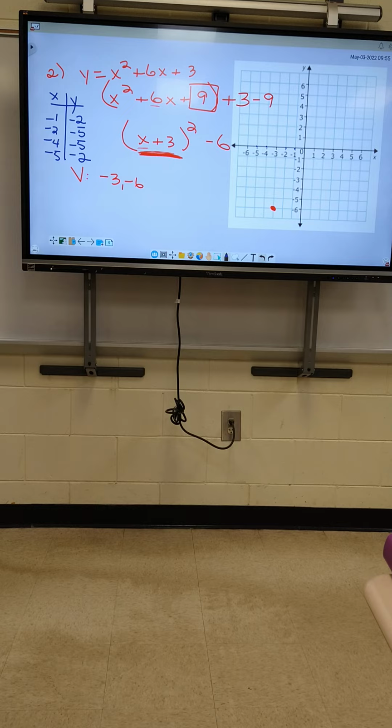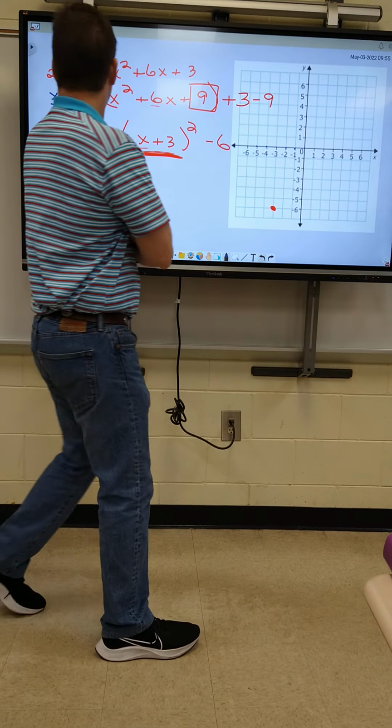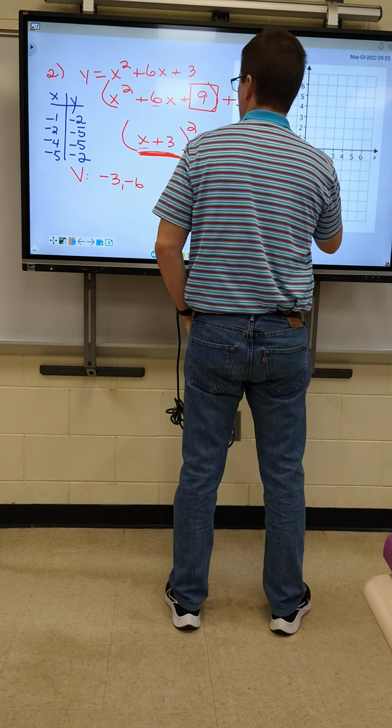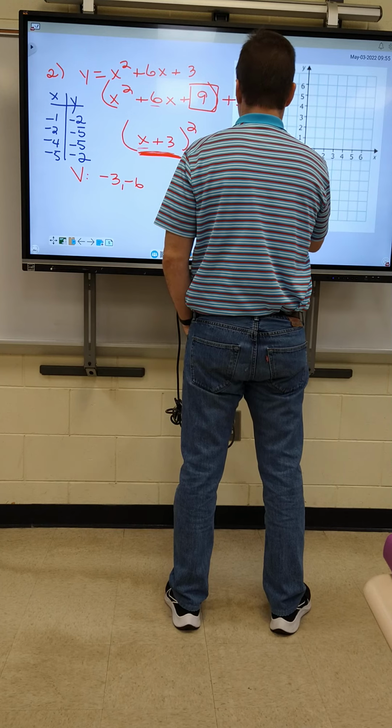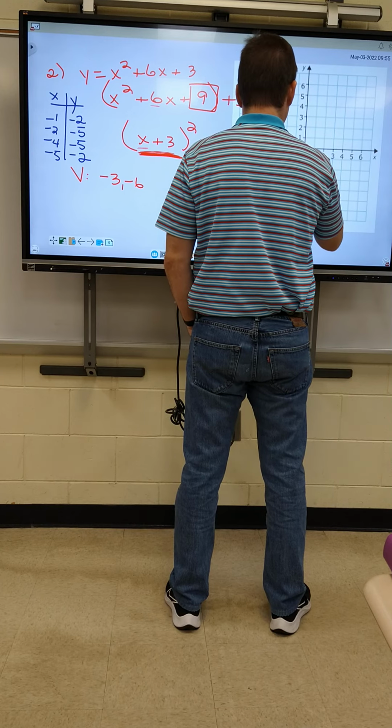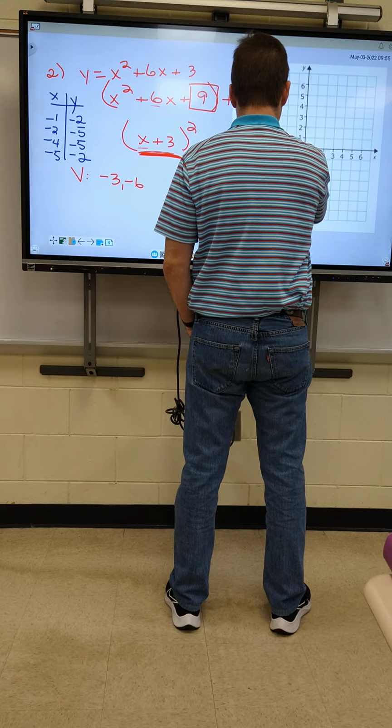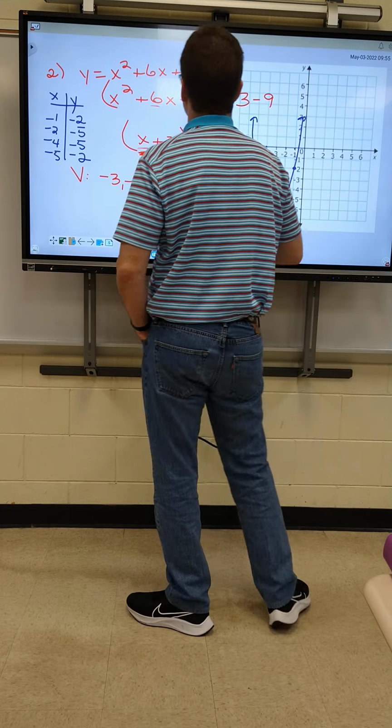All right, question before I graph it? All right, graph your points now. -1, -2, -2, -5. And there is our parabola.